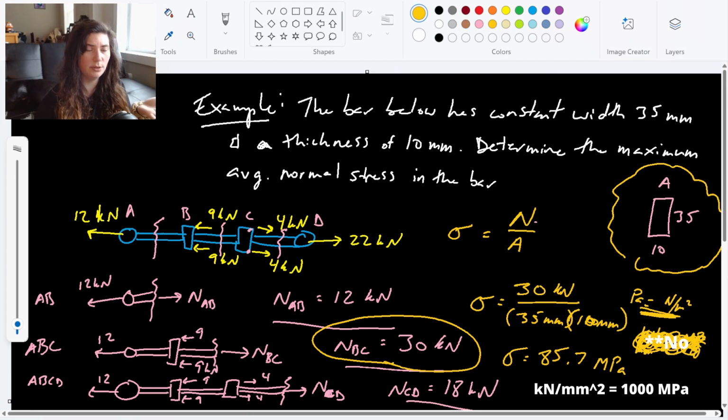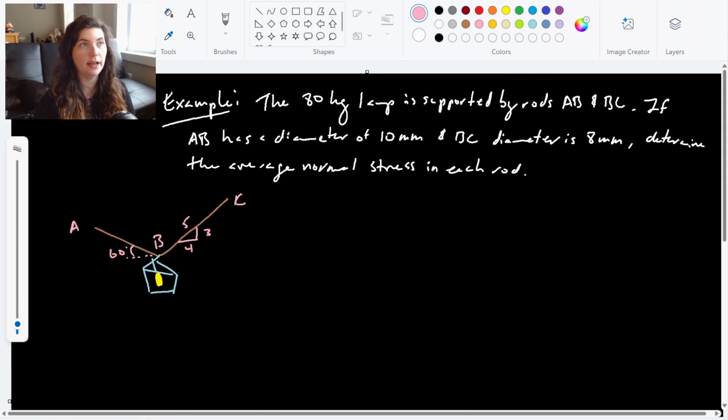Let's look at one more example. So in our final example here, I have this 80 kilogram lamp that's supported by rods AB and BC. Each of them have a diameter. AB has a diameter of 10 millimeters. BC has a diameter of 8 millimeters. And we want to find the average normal stress in each one of those rods.